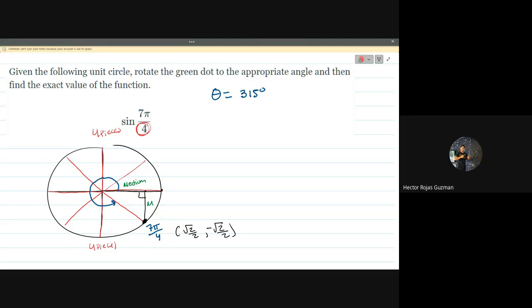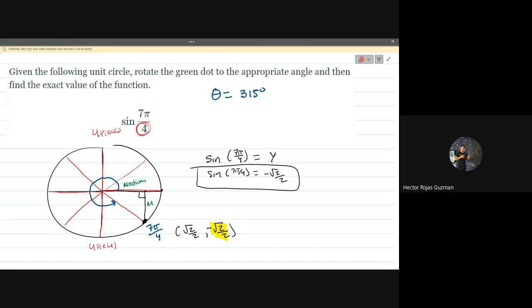Okay, so we have to find sine of 7 pi over 4. We basically already have it. Sine of 7 pi over 4 equals the y coordinate. So sine of 7 pi over 4 equals negative square root of 2 over 2. Just the y coordinate. That's it. This one.